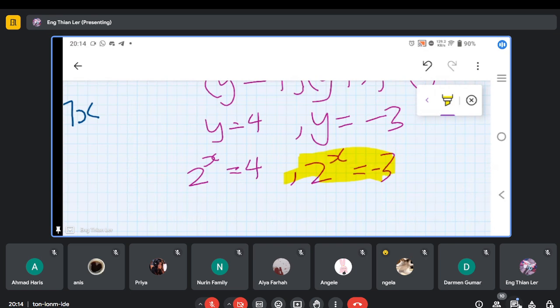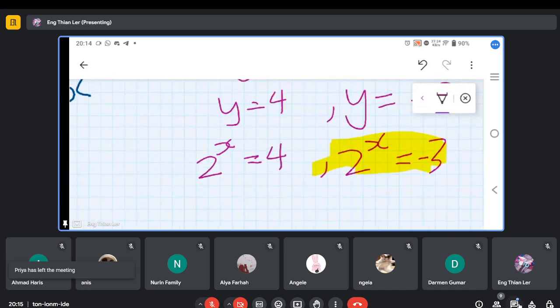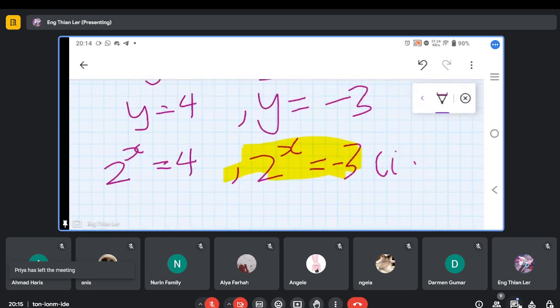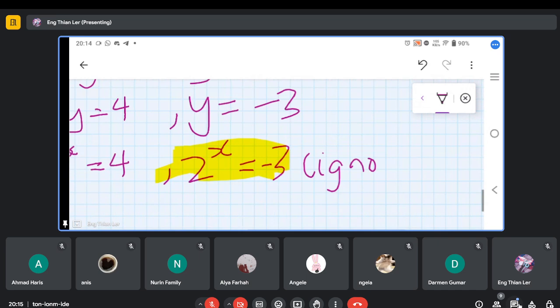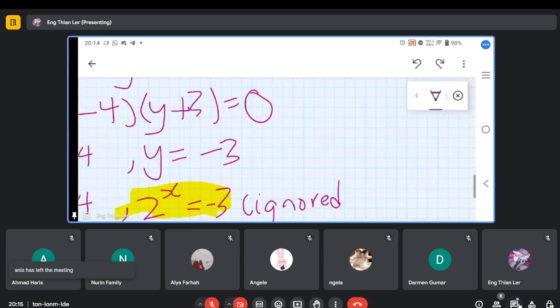This is not possible, because we know that you cannot get a negative number from raising 2 to the power x, not even for negative x. So this is ignored.